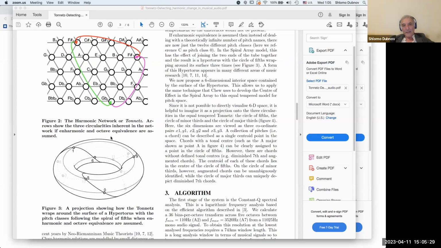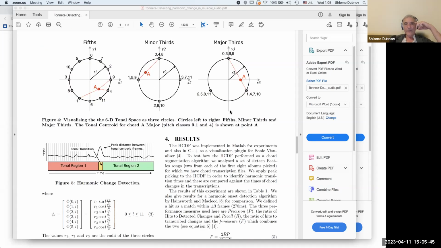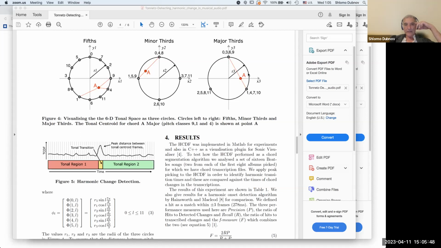So this is just a way of representing notes. It uses musical theory, so-called neo-Riemannian theory, of representing notes on a grid or on a torus. Then it explains this algorithm, and this is where the figures on the slides are from. It tells you there could be a tonal region, something happening in music, and then a different tonal region where something else happens. But when there is a big transition, that's where you have a distance between tonal centroid frames. This is really a change in terms of Western music concepts.